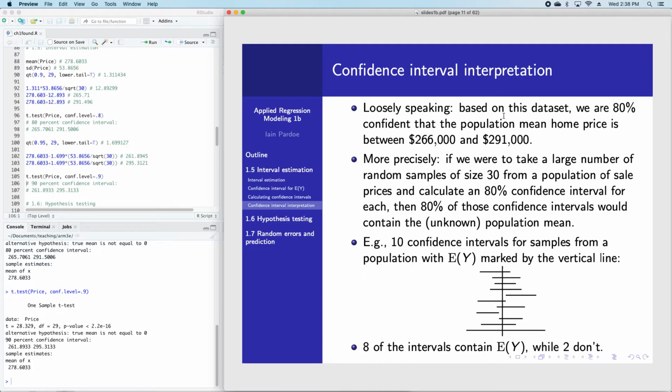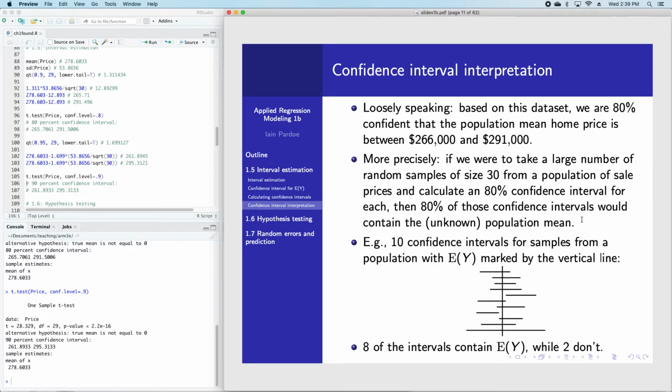You'll note that there's no use of the word probability in here. Okay, confidence intervals are always about being confident that the parameter that you're trying to estimate is in between two numbers. We don't ever say anything about probability here.